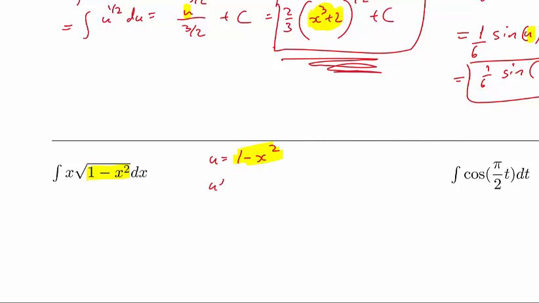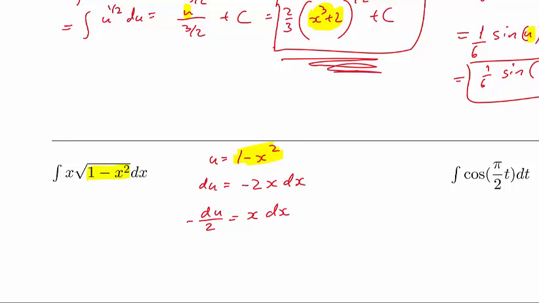And then take the derivative, so that we have negative 2x dx. So note again, they don't match. So we're going to go ahead and do a little surgery. Divide both sides by negative 2 so that we have x dx.